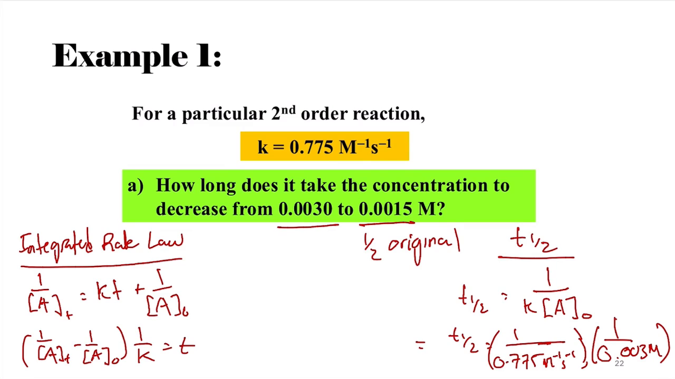So if I plug all of that in, we get 1 divided by 0.775 times 0.003.